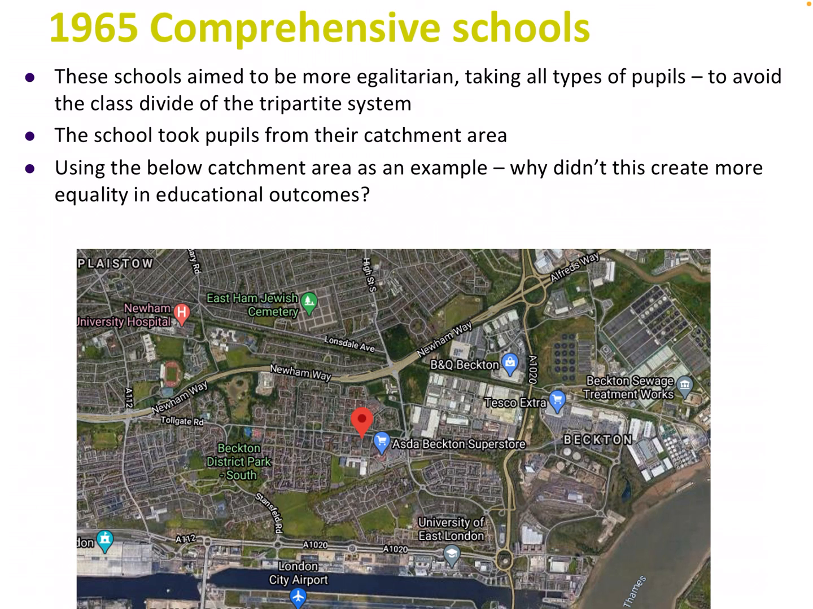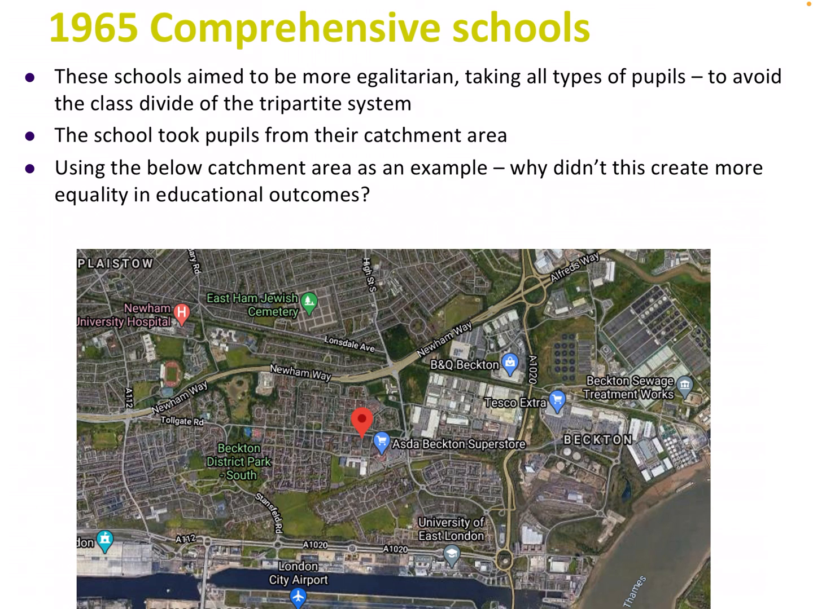I'd like you to have a look at that as an example of a catchment area and use that to explain why comprehensive schools didn't create more equality in educational outcomes, and what the problems with catchment areas were. I actually used to work in this catchment area. I can highlight a few things.